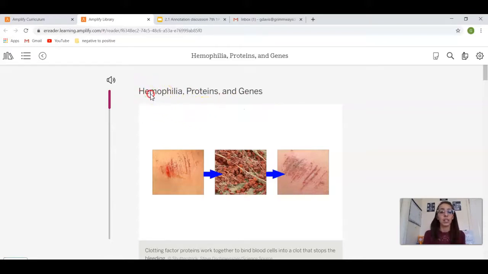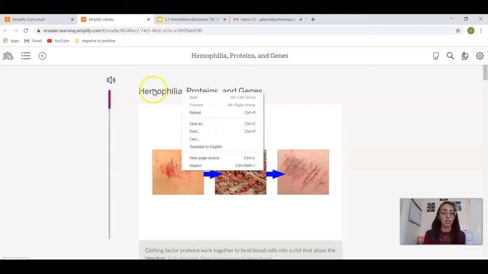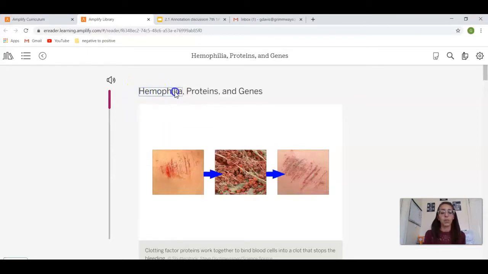So right here, you can already see hemophilia. Now, I'm going to make a note of this because hemophilia is not something that we hear every day. So what is it? That's a question, because as I'm reading this, I see hemophilia, proteins, and genes. Okay, I know what proteins are, we've been looking at them in The Sims. Genes, I know that has something to do with DNA, but I don't know too much about genes. And hemophilia, what in the world is that?